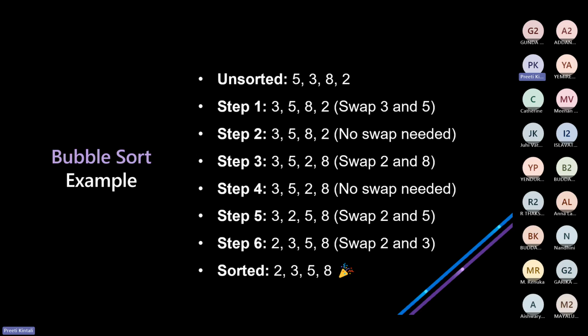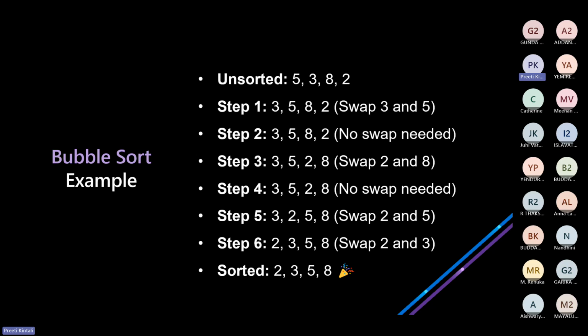Next, again we will start comparing from the first element. 3 and 2, are they in the correct position? No. So we will swap them. 2, 3. And then 3 and 5, correct position. Then 5 and 8, correct position. So we got the sorted array.